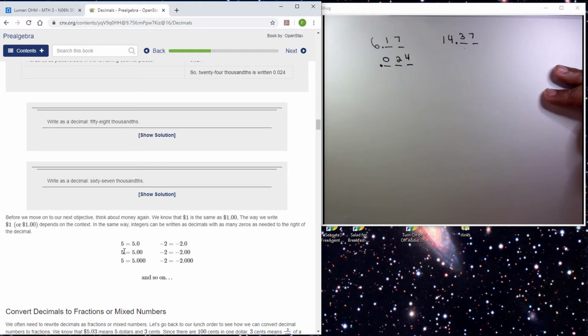Now there's no difference between 5 and 5.0, or 5 and 5.00. There's no difference between them. Same thing with the negatives. There's no difference between a negative 2 and a negative 2.0. They all say the same thing. They're equivalent.